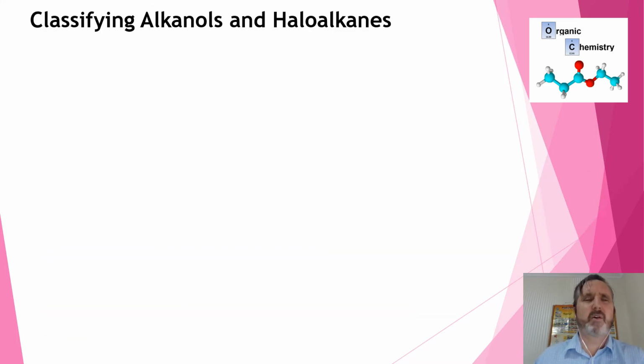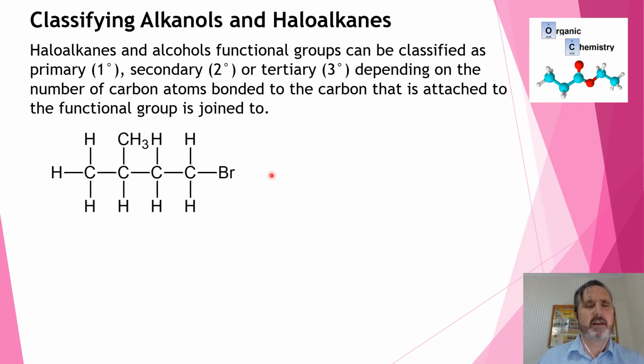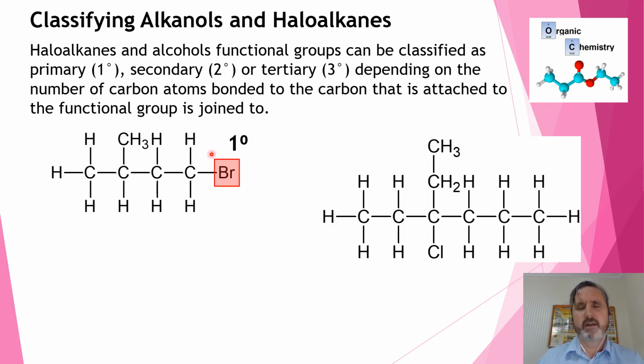Classifying alcohols and haloalkanes. Okay, so basically we can classify them as primary, secondary, or tertiary. You might already know how to do that. However, we're not actually classifying the molecule when we do this. We're only classifying the functional group. So here we would classify the bromine functional group. We would look at what carbon it's attached to, and then see how many carbons are attached to that carbon. In this case, this carbon has one attached to it. So this is a primary functional group. In this case here, the chloro group has a carbon that it is attached to that has 1, 2, 3 carbons attached to it. So this is a tertiary classification.